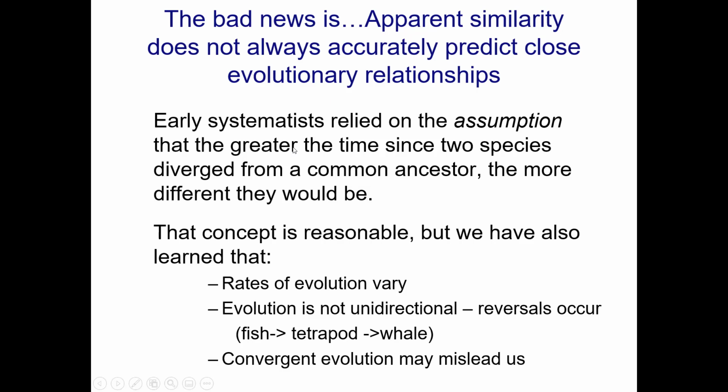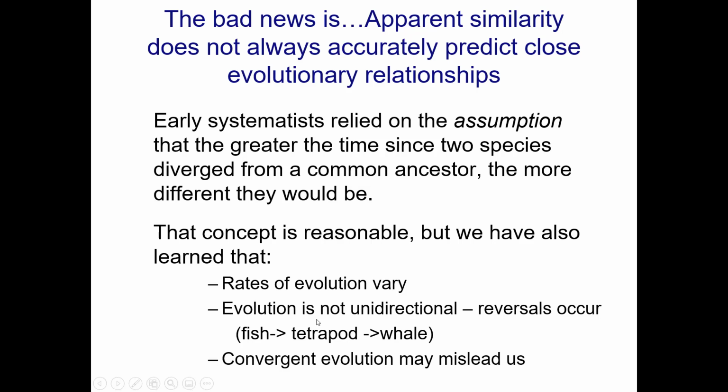All right, so the early systematists, it's a hard word to say, taxonomists, relied on an assumption that the greater the time that two species had been diverging from a common ancestor, the more different they would be. And that's a reasonable concept, but there are exceptions to that rule. So we are going to explore these exceptions. There are times when the rates of evolution vary. So evolution doesn't necessarily plod along at a consistent rate.